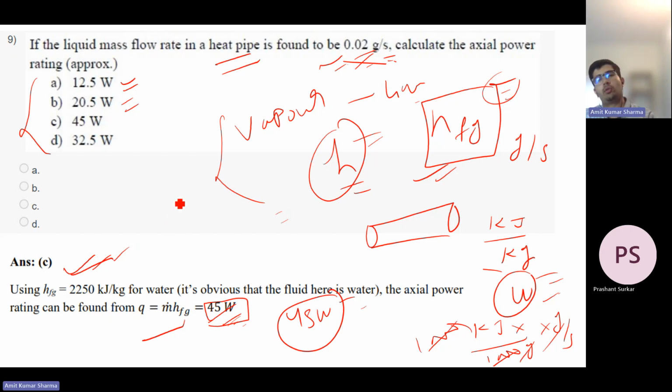So unit balance is also a very important part. You have to remember what the units are for the given data and what the unit of the answer is. You have to do the unit balance also. It's very important.